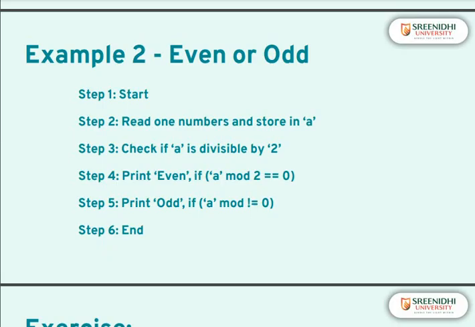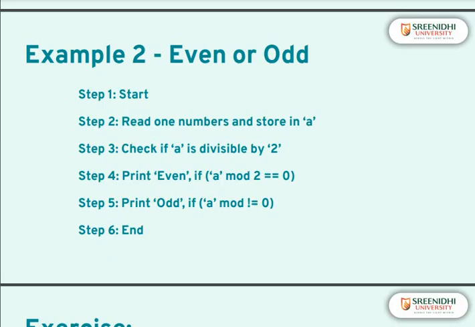So look at this example, check whether a number is even or odd. What do you mean by even? Any number which is divisible by 2 is an even number. What do you mean by divisible by 2? If you divide any number by 2, and the remainder is 0, then you can say it is divisible by 2. For the remainder, we use the term mod or modulus in programming.